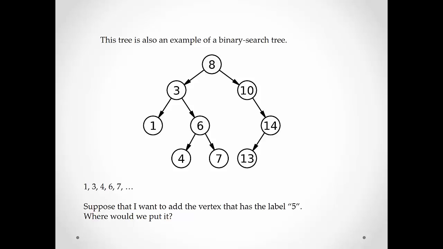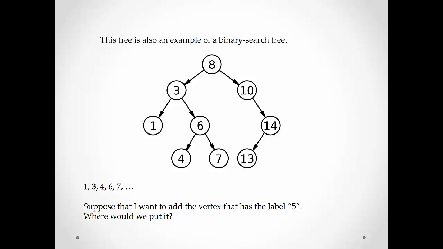Now, this represents a data set, and data sets are always changing. So a question would be, if we have a new piece of data, we want to add it to our tree, how can we add it so that we maintain the order? That is, it's still a binary search tree. So for example, 5. 5 is not there yet. Suppose we wanted to add 5.